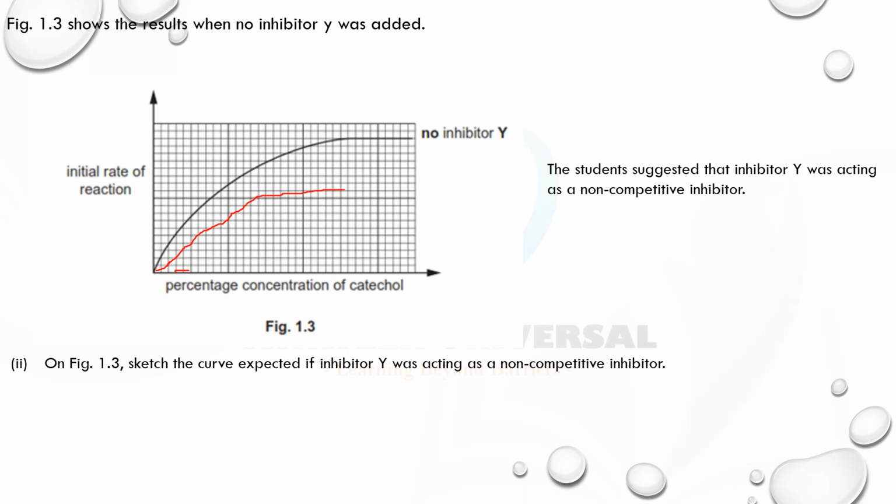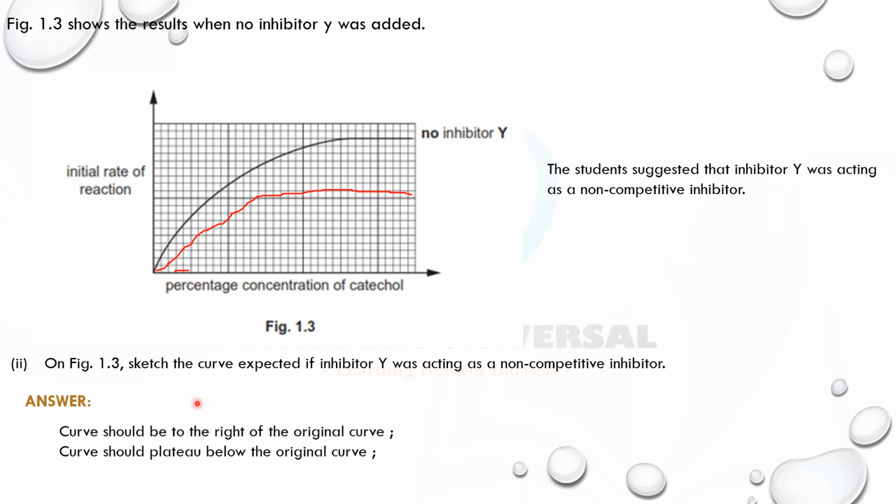Okay, so it levels off, but the Vmax is different. Okay, so this is how the graph shows a non-competitive inhibitor. Okay, so you see percentage concentration: as you increase substrate concentration, the rate also increases but does not reach the Vmax, it levels off. Okay, so that's how to sketch it.